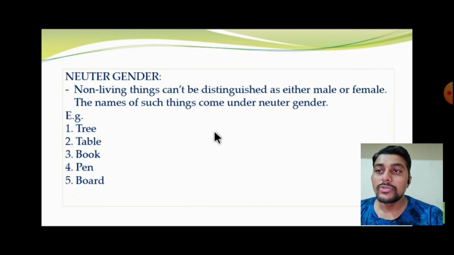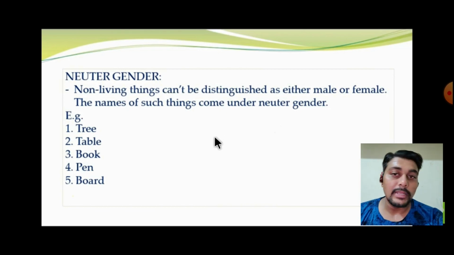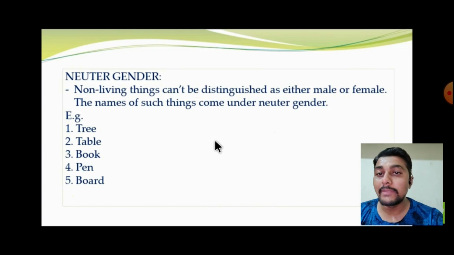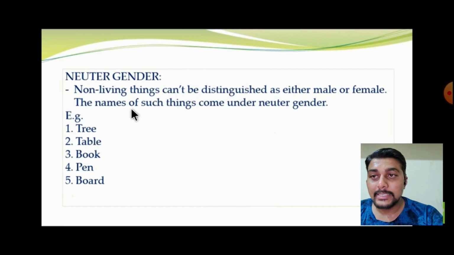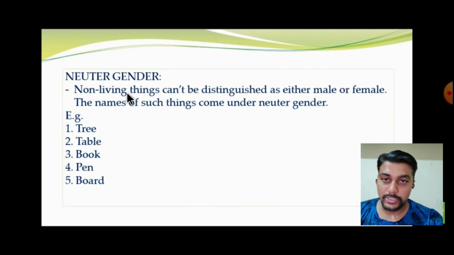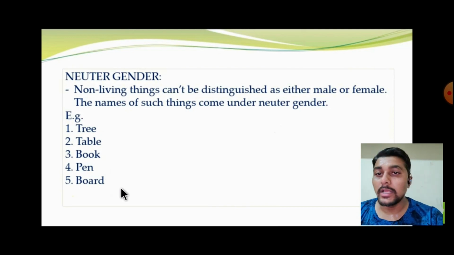So students, जो जिंदा नहीं है, जिसे हम निर्जीव चीज कहते हैं, वो कोई मेल और फीमेल कैटेगरी में कभी नहीं आ सकते. Non-living things, remember this word, non-living things can't be distinguished under the two categories, male or female. We cannot put them in these categories. So all these nouns or names come under this neuter gender. Understood? Examples are tree, table, book, pen, board, etc.